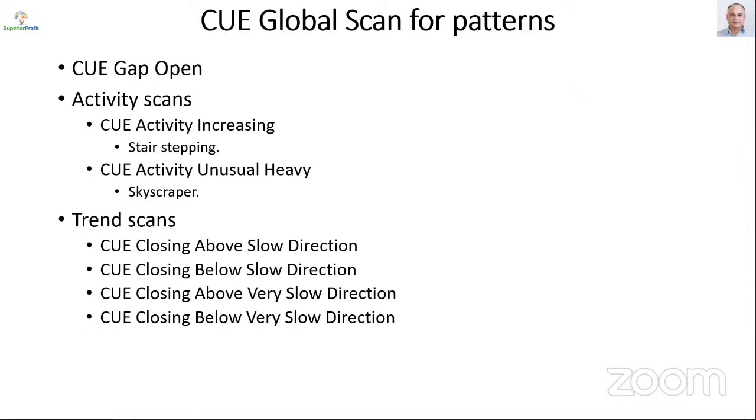Next, the scans for patterns. QGlobal has many, sorry, not parameters. Next is QGlobal scan for patterns. You will see there are many more scans for patterns in Global than in Elite.